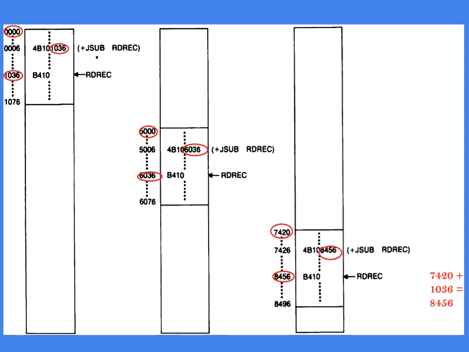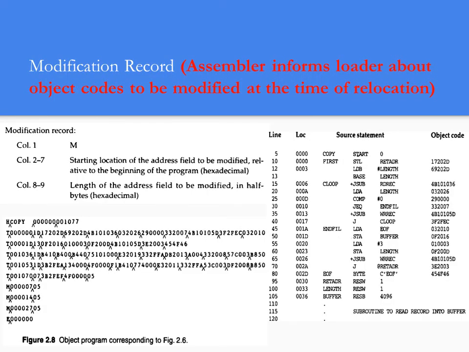So with some help, we can in fact relocate plus instructions, that is, format 4 instructions also. Let's see how. The assembler informs the loader about the object code to be modified at the time of relocation with the help of a modification record. So what is this modification record? We have seen the conversion of assembly language to object code, which contains the header record, text record, and end record. Now this program is also being modified with a modification record.